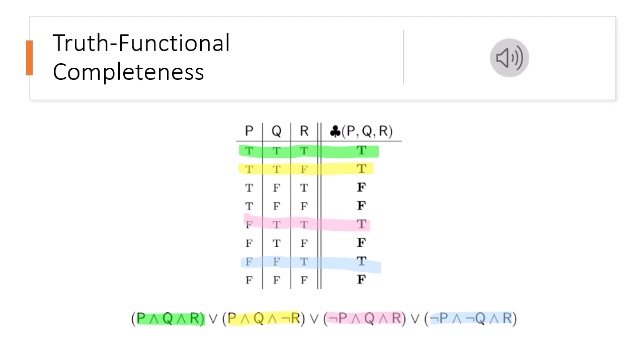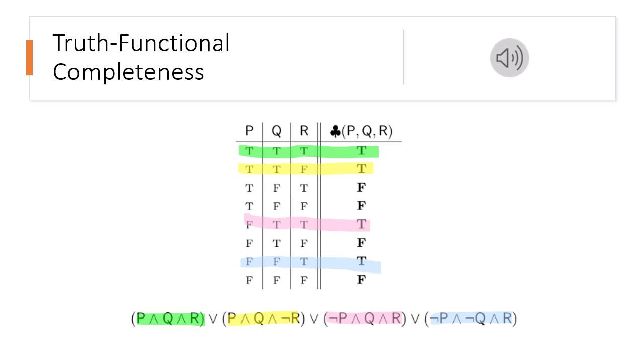And we encode that with, again, a conjunction, but now we take the conjunction of P, Q, and then the negation of R. And we use that negation to sort of encode the fact that there was an F there in the truth table. Okay, so for that third highlighted row, the one there in pink, P is marked as an F, and Q and R are marked with a T. So we get negation P, conjunction Q, conjunction R.